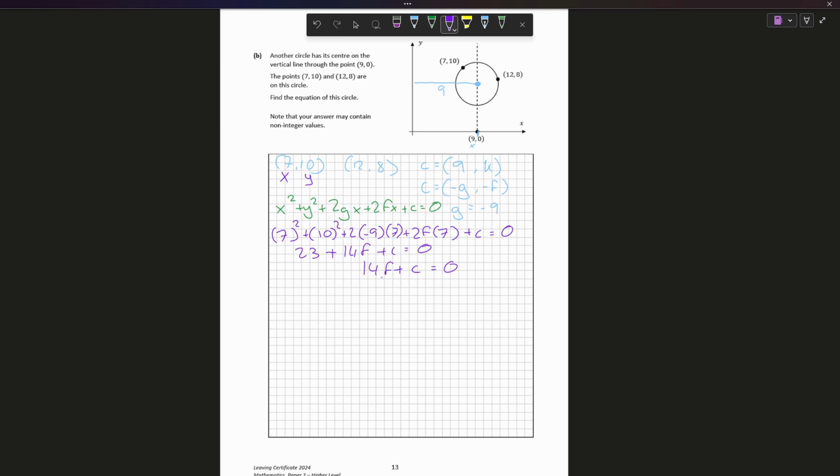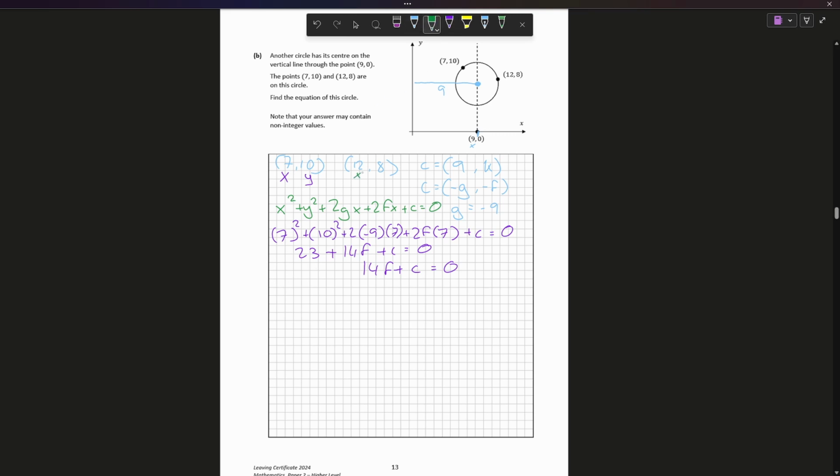We have one equation using one point. If we use the other point now, we'll get a different equation. We can cancel out, I'm hoping for the c's, but we'll be able to cancel out one of the variables. So then we have one variable left, and it's just like a simultaneous equation. So let's go for it then.